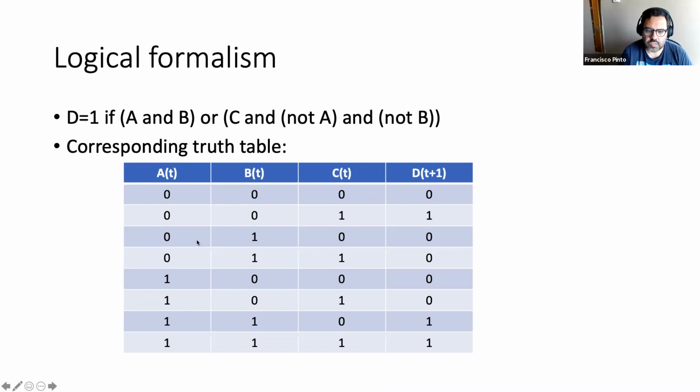But if only B is active, that is not enough. If B and C are active, not enough. If A alone is active, it is not enough to activate D. If A and C are active, also not enough. And then if A and B are present, no matter what the value of C is, you will get deactivation. Okay, so this is a possible logical rule.